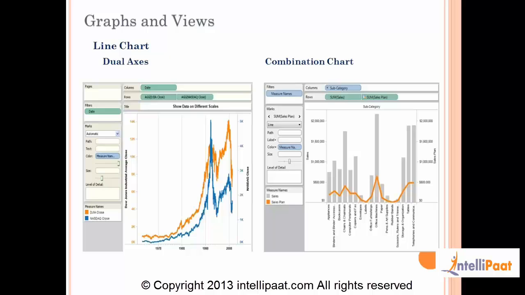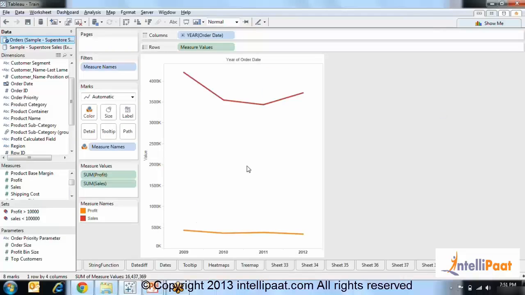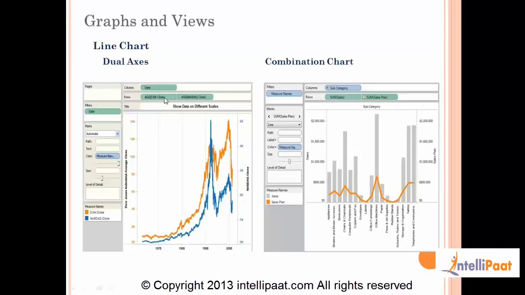So when I say dual axis, what we saw were the individual axis and then a blended axis, where we have one single axis and both the measures plotted on that. But when we say dual axis, it's something like, if you see here, you've got one axis over here and there is another axis over here.